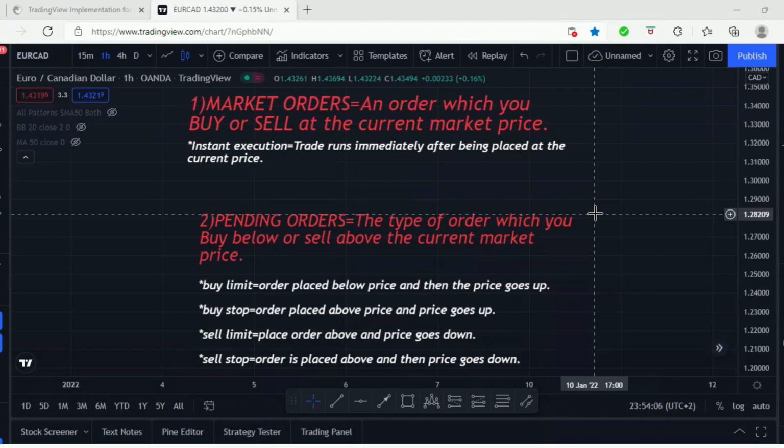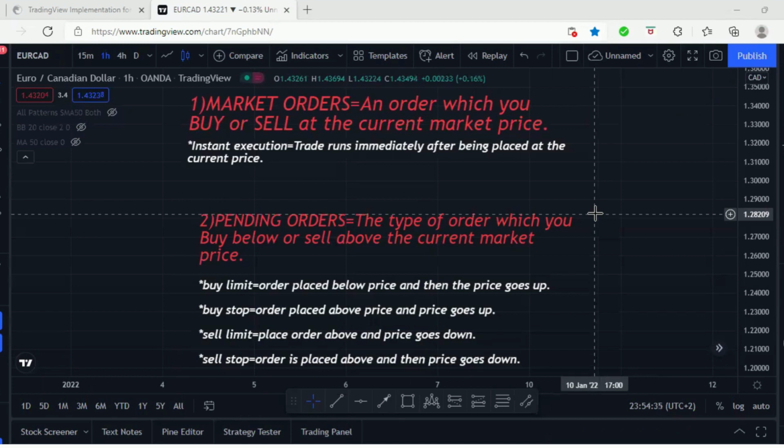In this video, we will be discussing orders. Orders are used in trading platforms for trading currencies, forex, commodities, indices, etc. So when you are trading, you must know which type of orders to use to suit your needs.